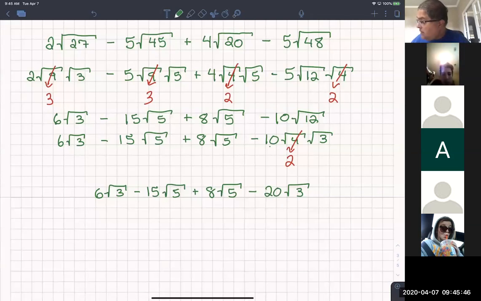So this guy, 6 root 3, combines with negative 20 root 3, which gives me what? What's 6 root 3 minus 20 root 3? Negative 14 root 3. And negative 15 root 5 plus 8 root 5 gives me negative 7 root 5.